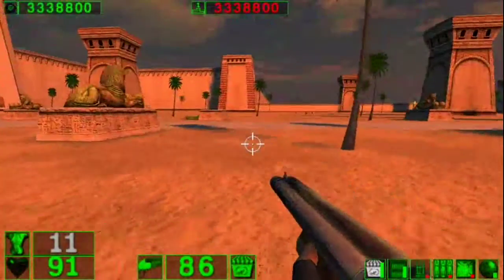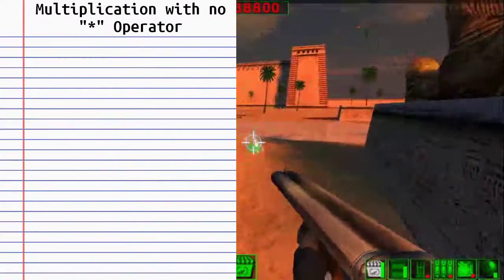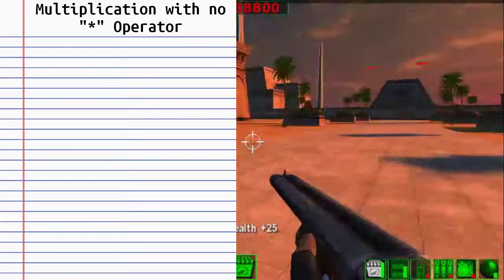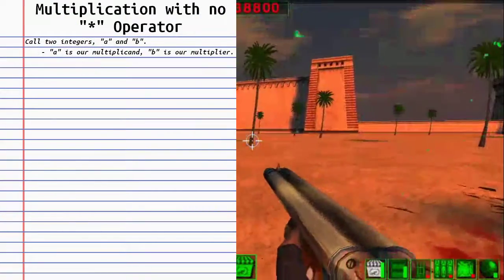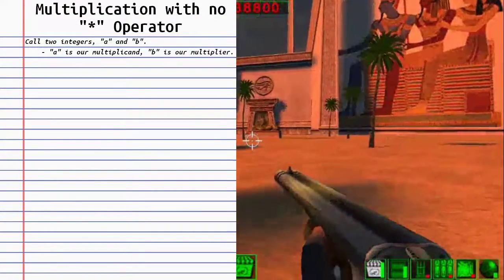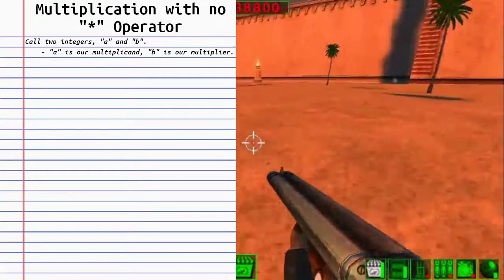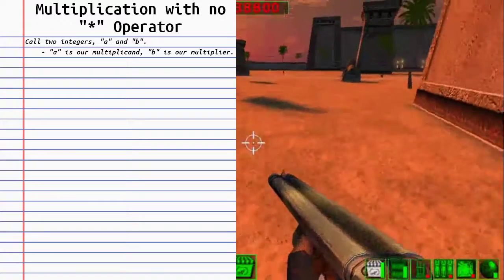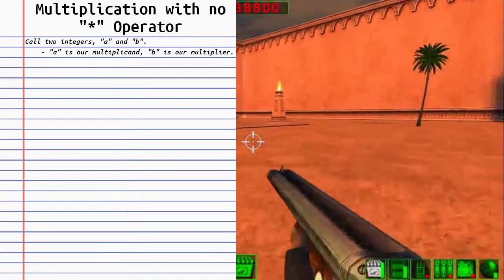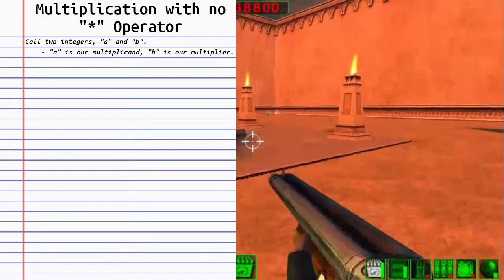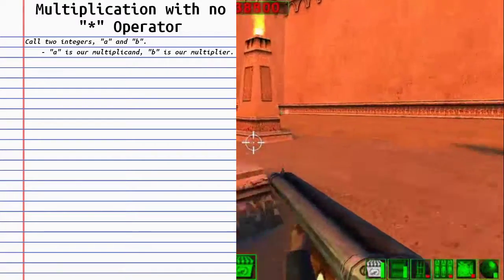Now we need to write out the program. The obvious first thing that we would do is take the user's input, so let's call two integers, a and b. A is the multiplicand, and from now on will always be the first number mentioned. B is the multiplier, and will always be mentioned second. Then we can use scanf to take the inputs. Lovely. The next thing we need to do is figure out how we can use these.